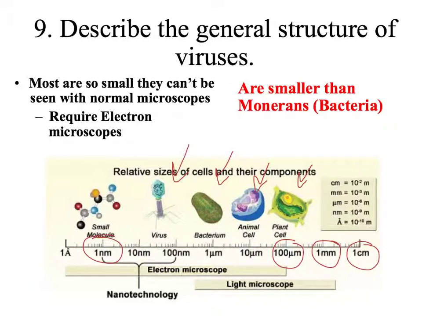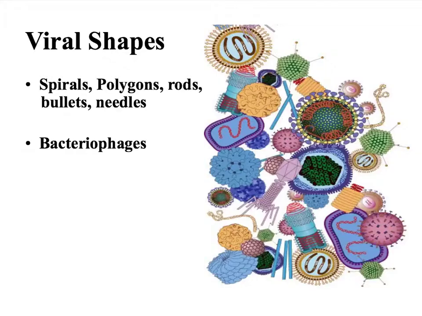Viruses are actually smaller than bacterial cells. And viruses are measured in nanometers. You can actually only see them with an electron microscope. So they are smaller than monerans, which is another word for bacterial cells.